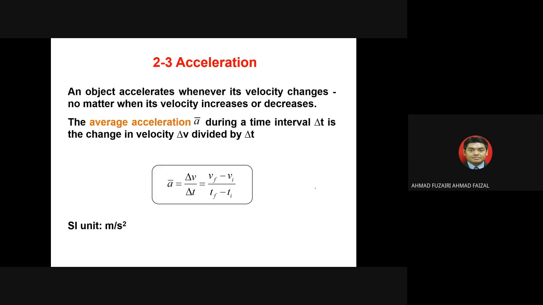So this is the acceleration. An object accelerates whenever its velocity changes, no matter whether its velocity increases or decreases. The average acceleration a during this time interval is the change in the velocity, delta v, divided by delta t. Same as velocity, we have average velocity and instantaneous velocity, and also average acceleration and instantaneous acceleration. The concept is still the same, but the units are different. Velocity is meter per second, while acceleration is meter per second squared.